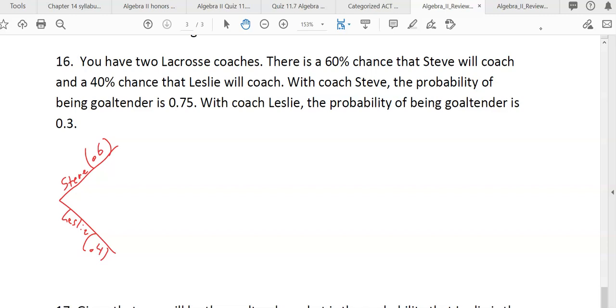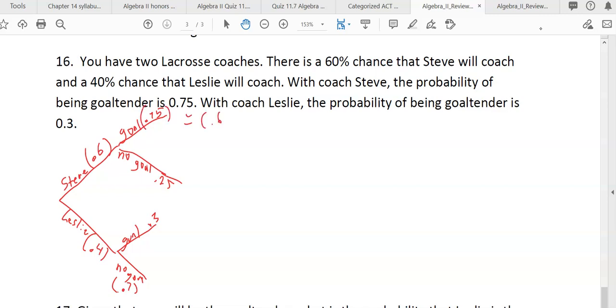With Steve, the goaltender. So now goaltender, I'll put goal there, or no goaltender, no goal. So goaltender 0.75. So this would be 0.25. So if you want to be goaltender with her, that's going to be 0.3, and no goal would be 0.7 because that adds up to 1. So I like to figure out the ends here. I'm not sure what this question is going to ask, but usually this helps quite a bit.